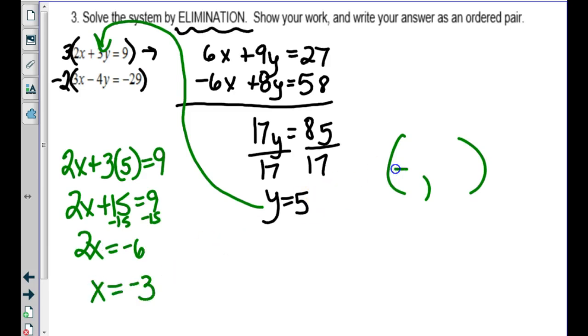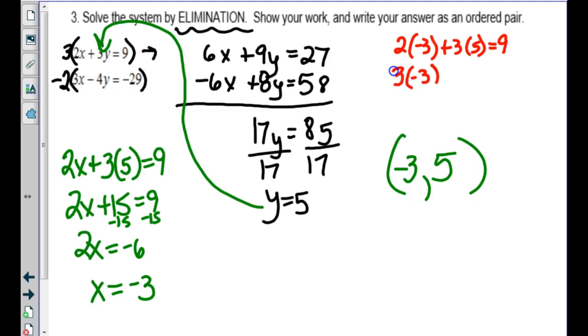How did I do? Okay. So then if we wanted to check them real fast, 2 times negative 3 plus 3 times 5 should be 9. And 3 times negative 3 minus 4 times 5 should be negative 29. Those both work? Yep. Do you see, guys, where there's no reason not to get these right because you can check them?